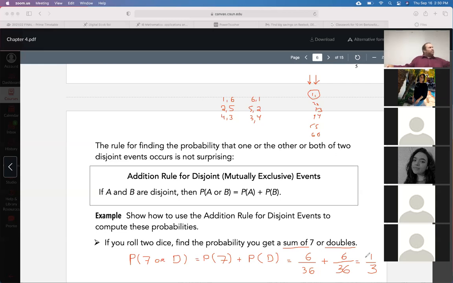So the probability of rolling a 7 or doubles would be 1 in 3. I don't know any games out there where 7 or doubles is a winning roll, but there are new games being invented all the time. So maybe you can make one. Who knows?